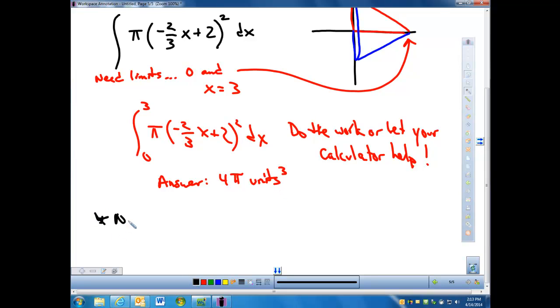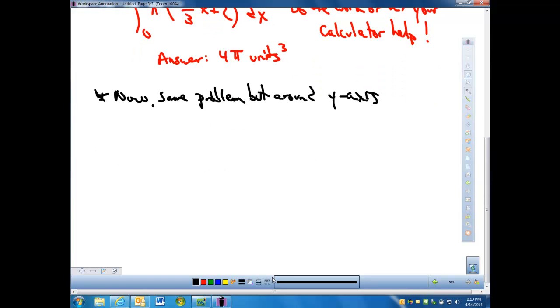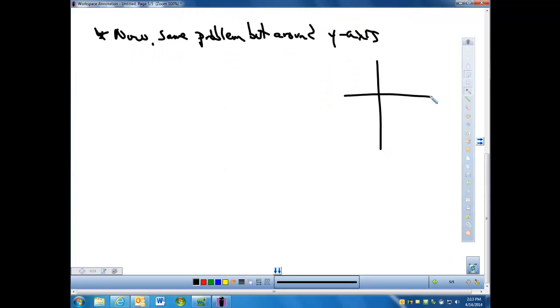Now, what if we do the same exact problem, but instead of spinning it around the x-axis, we spin it around the y-axis? So I take the same region and spin it the opposite way. We're spinning it, if you will, horizontally. Remember, the big difference when I spin it this way is that since I'm spinning it around the y-axis, everything in my problem has to be in terms of y. So it's a different shape. It's a different size. You're very likely to get a different answer when you do this.